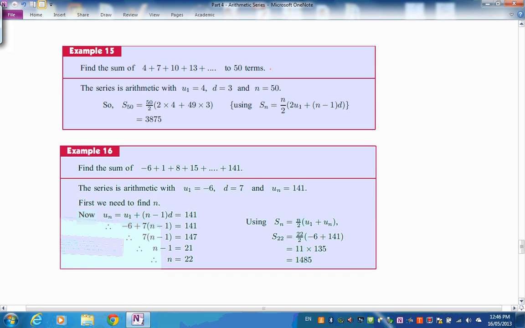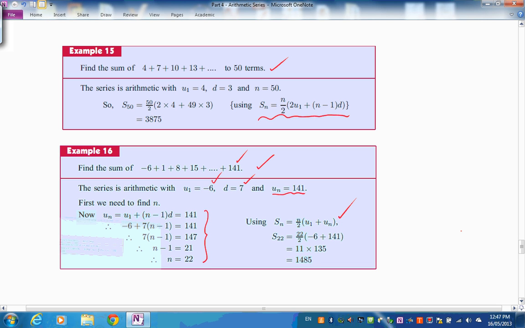So find the sum to 50 terms, same problem. They're using here the IB notation, which is good. What about the sum of this one? Mu1 is -6, the difference is adding 7, and this time we know the last term. They're telling you to sum it up until the terms come to 141. So we could actually use this one.